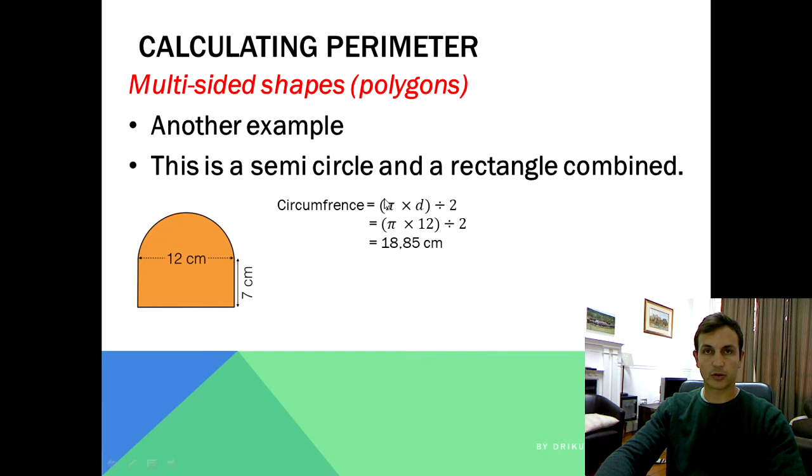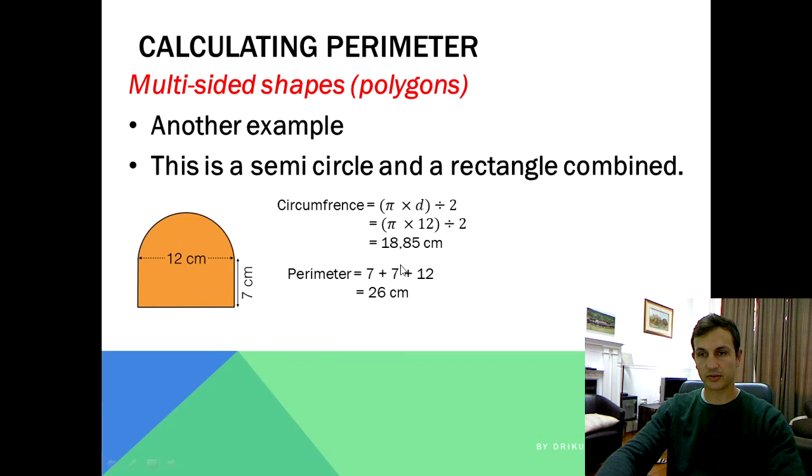So still pi times diameter, but now we divide by 2, and in this case diameter is 12 centimeters, so that gives us the circumference of the semicircle. Then we have this shape over here, which is a rectangle. The length of the rectangle will be the same as the diameter of the semicircle, which is 12, and the breadth is 7. But remember that we don't have a complete rectangle here. We only have this side, and this side. There's no side there because it's inside the shape.